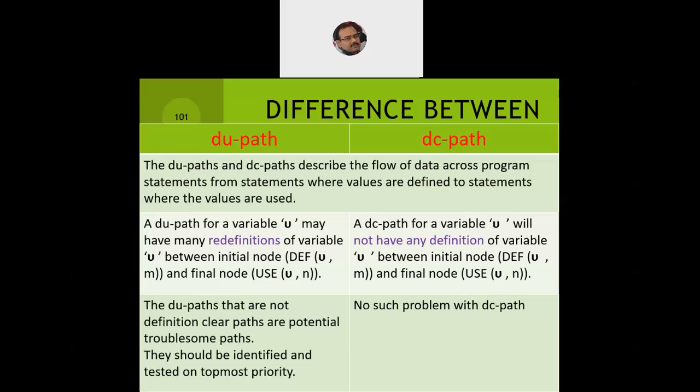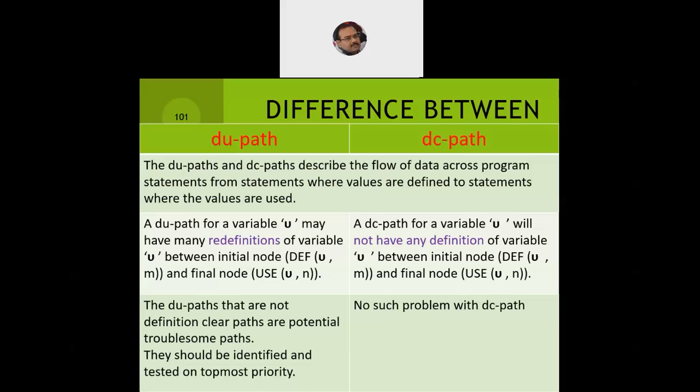So let me say it, if you have read the first line. The DU and the DC path describe the flow of the data across program statements, across the lines of code, from statements where values are defined to the statement where values are used. So both the paths have a common purpose, that they are going from declaration to the usage. So that's a common point between both these paths, the DU and the DC path.